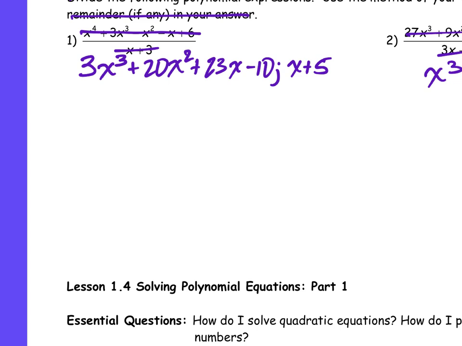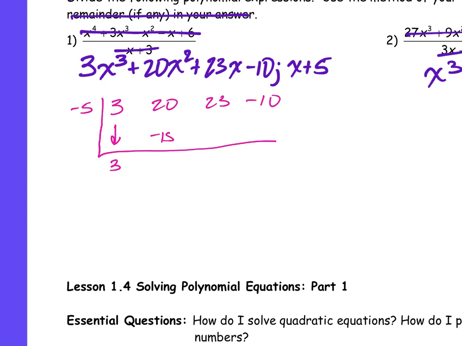Okay, so I'm going to do synthetic division. So 3, 20, 23, negative 10, right? And what am I going to divide? What does x equal? Negative 5. Negative 5, beautiful. So I drop my 3 and I get negative 15. And that's 5. And then that's negative 25. Gives me a negative 2, gives me a 10 with a remainder of 0. Yeah? So I get 3x squared plus 5x minus 2.